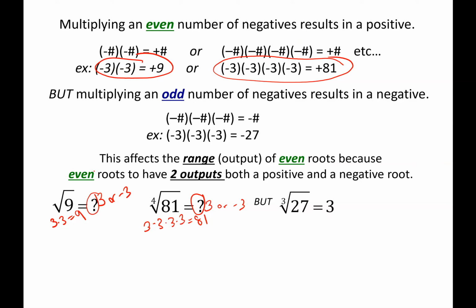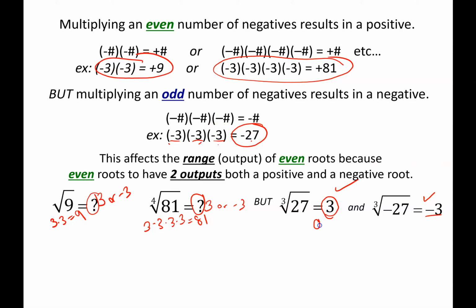But odd roots don't. The cube root of 27 is just 3. Because if I were to take -3 times -3 times -3, I'd get -27, not positive 27. So there's no question. This is like easy. And also, I can take an odd root of a negative for the same reason, and I just say, oh, it's -3, right? -3 times -3 times -3 is -27.